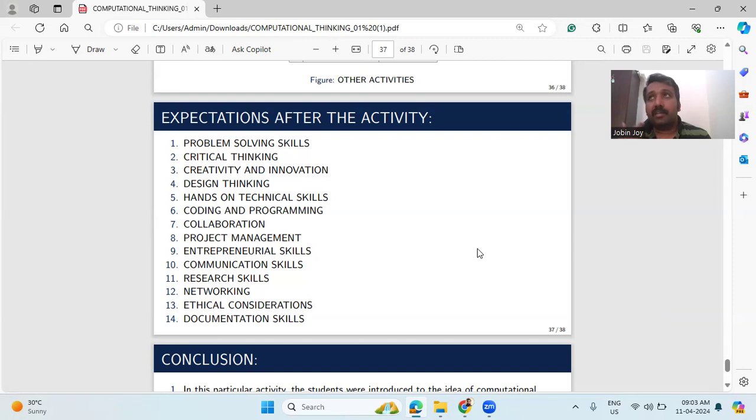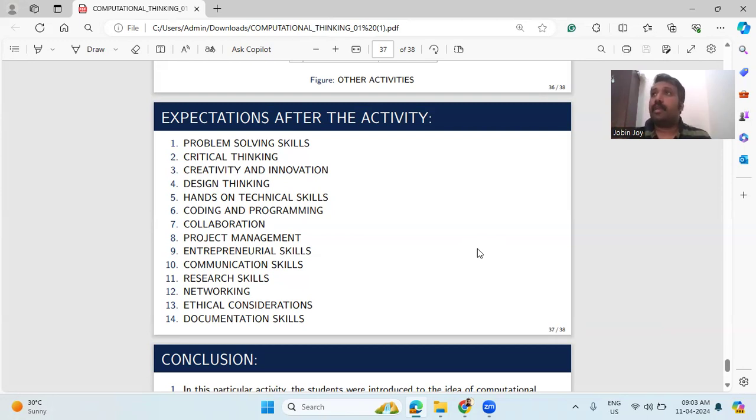Then a research oriented mindset. Again, this is promoting independent learning activity. Communication skills. You are sharing your idea to the outside world through proper communication. Through collaborative learning, your public speaking skills will improve. Your active listening skills will improve. Entrepreneurial skills. You are thinking like an entrepreneur, like a business person.